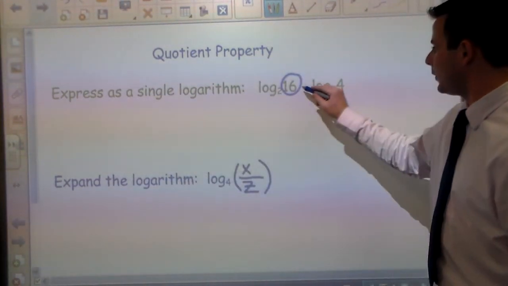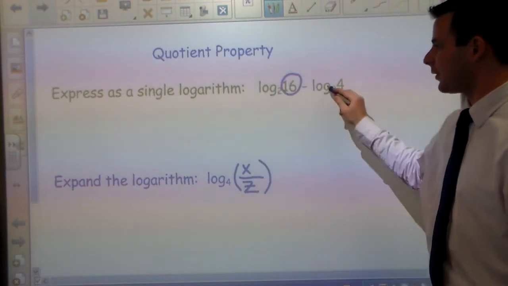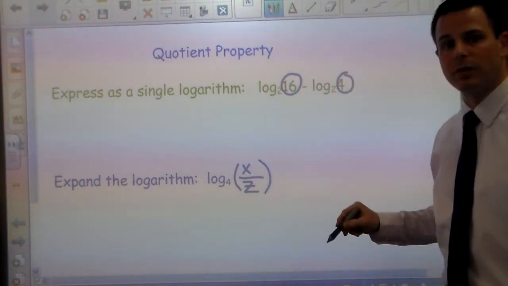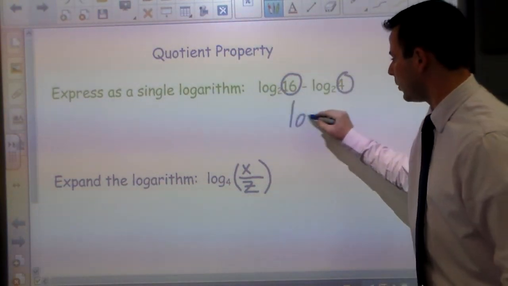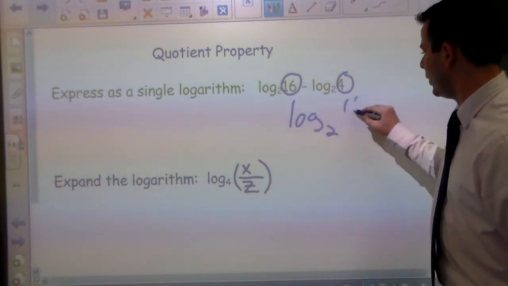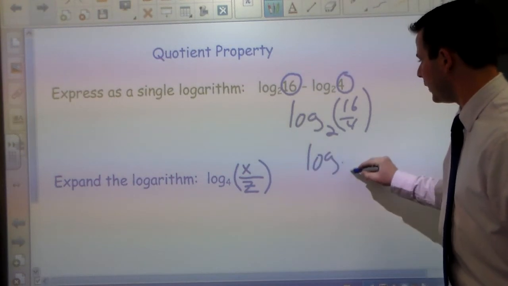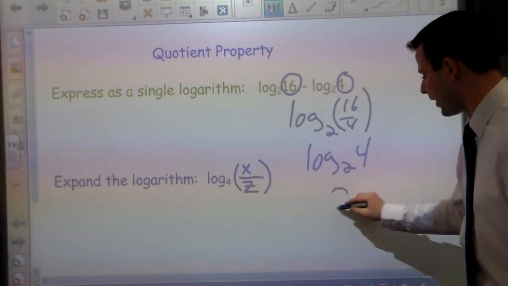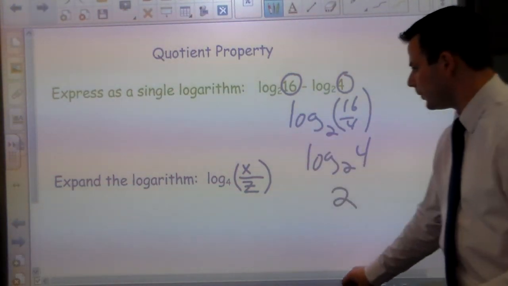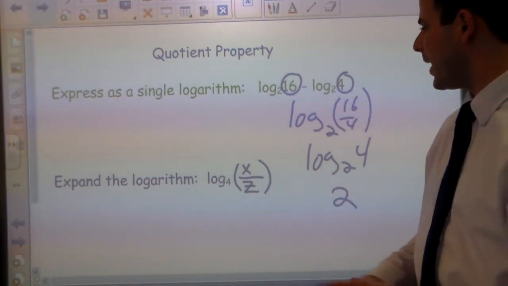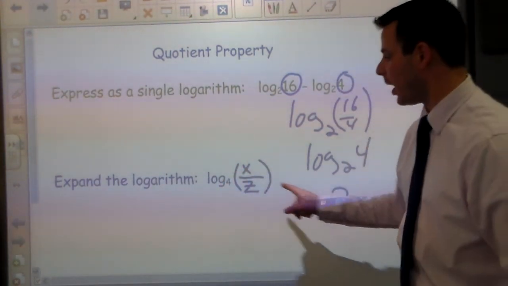16 minus logs, subtracting exponents, dividing. Those are the 2 numbers that we're going to divide. So log base 2 of 16 divided by 4, which is log base 2 of 4, and that is equal to 2. All right, now we could also make one log many logs by applying a property.